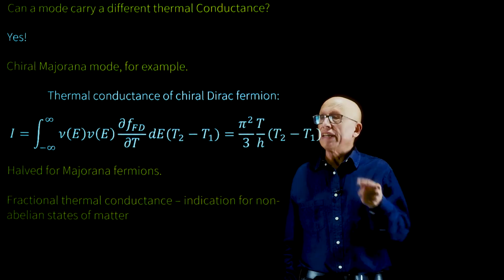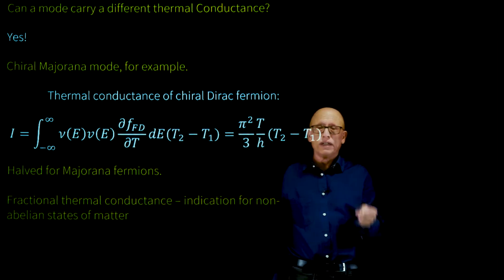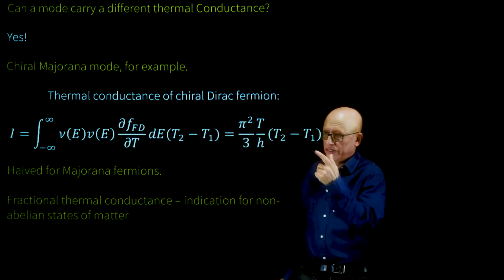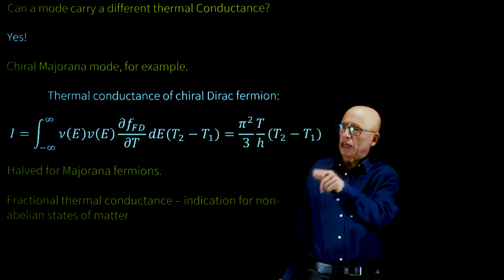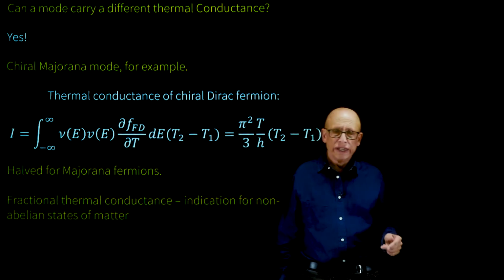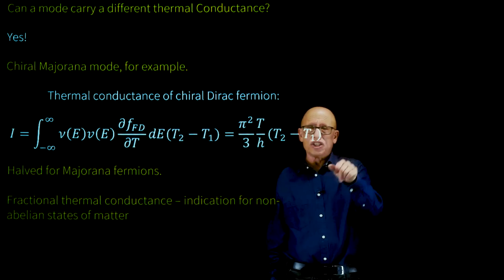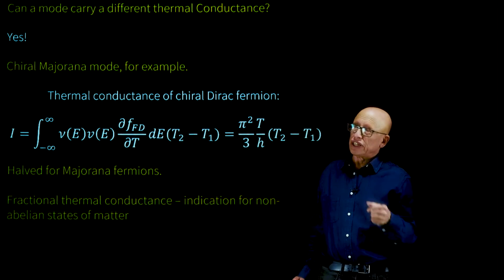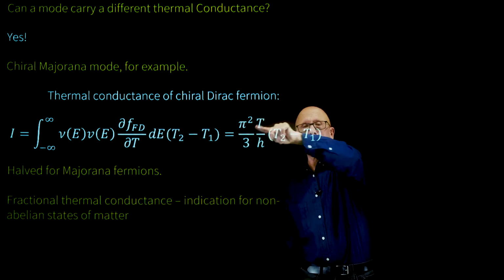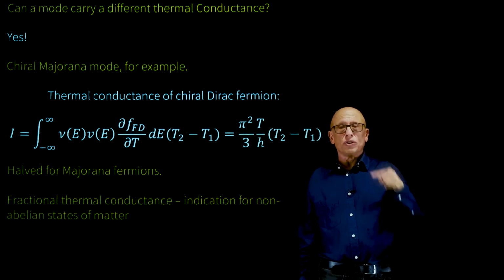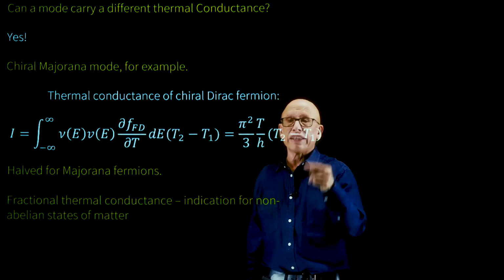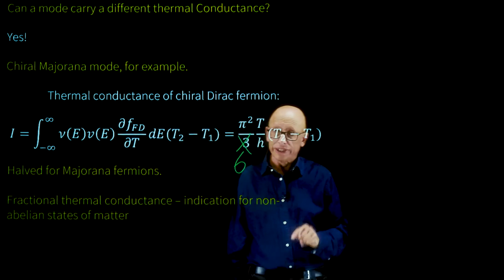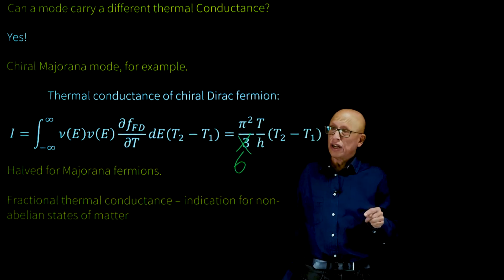edges that carry a different thermal conductance, and one example of that, which is discussed in the chapter about topological superconductivity by Yuval, in the chapter about non-abelian states of matter, and even in the chapter about quantum Hall states, talking about the half-filled Landau level as a fractional quantum Hall state. When there are Majorana modes on the edge, their thermal conductance is a fraction, in fact, half of the thermal conductance of an integer quantum Hall state or a fractional quantum Hall state.